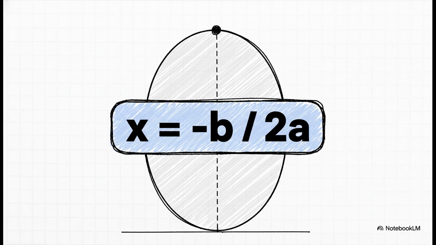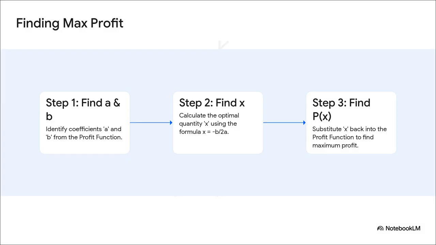This formula is going to give us the exact number of units we need to produce. This brings us to a simple, repeatable, three-step game plan for solving these problems. Step 1, you take your final profit function, P of x equals ax squared plus bx plus c, and you correctly identify your a and b coefficients. Step 2, you plug those numbers into the vertex formula. X equals negative b over 2a, and you solve for x.